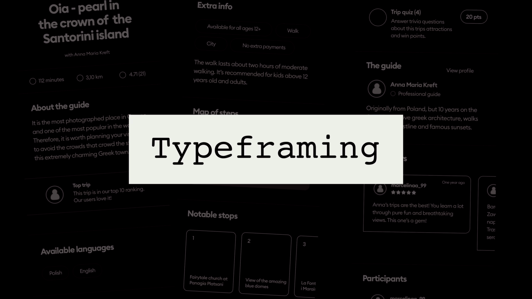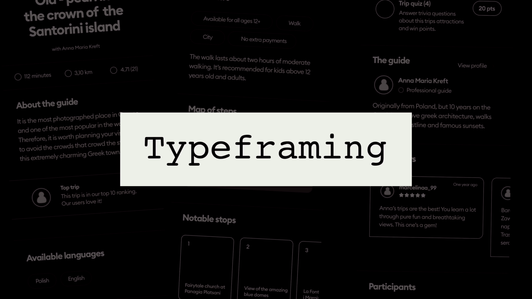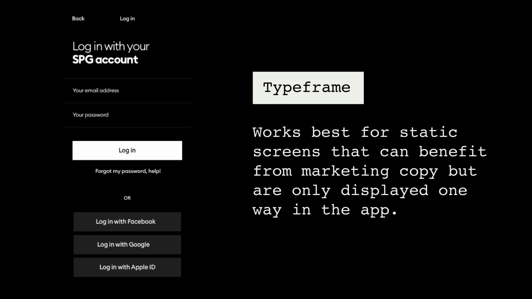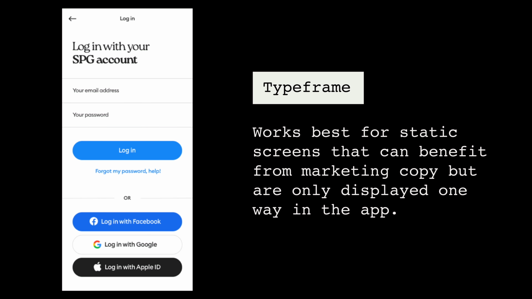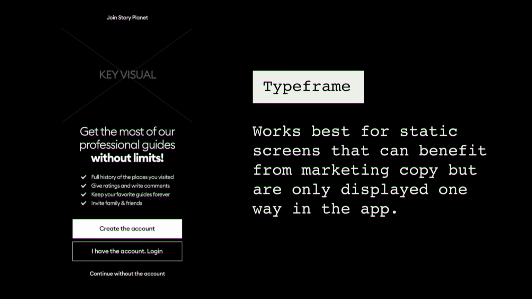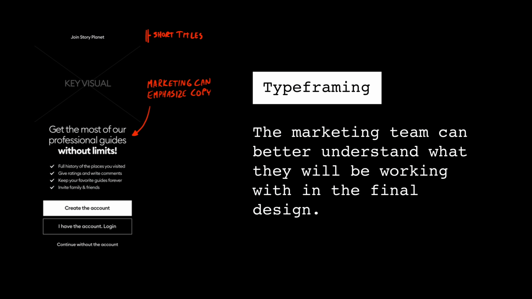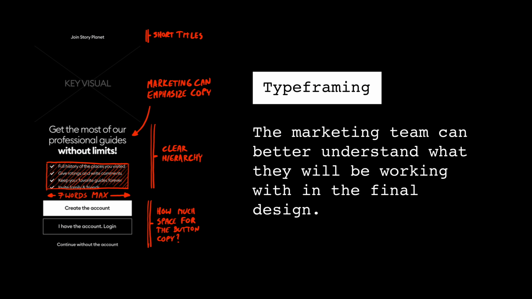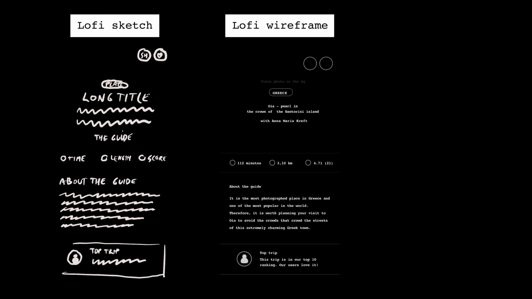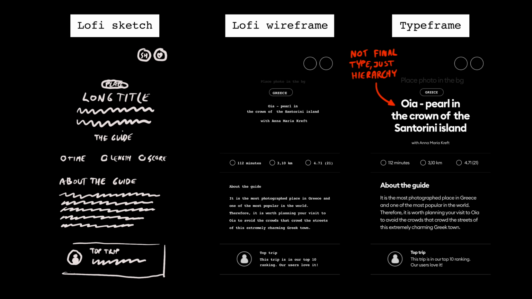Obviously, type framing works best for static pages that are not really changing in the app to different types of content, so things like a login page with all the communication around it, or why should you register, or why should you buy this little plan over here. And typeframing is pretty great because it allows you to think about the copy and the structure without focusing too much on the colors themselves. It's a little bit like a wireframe, but with proper typography.